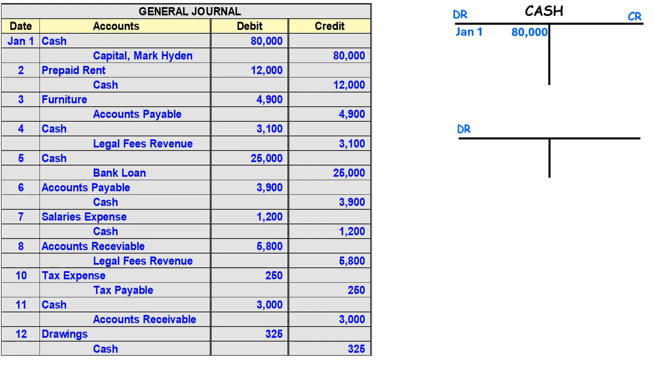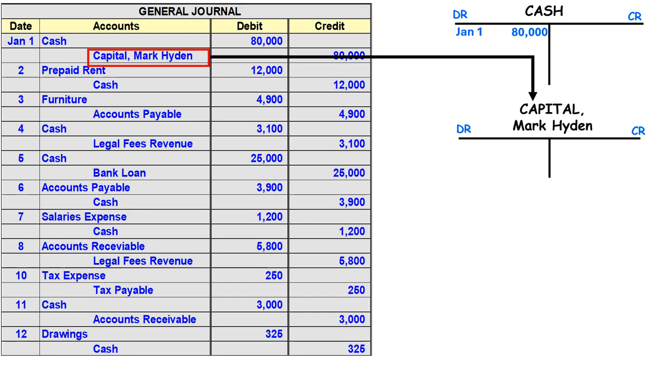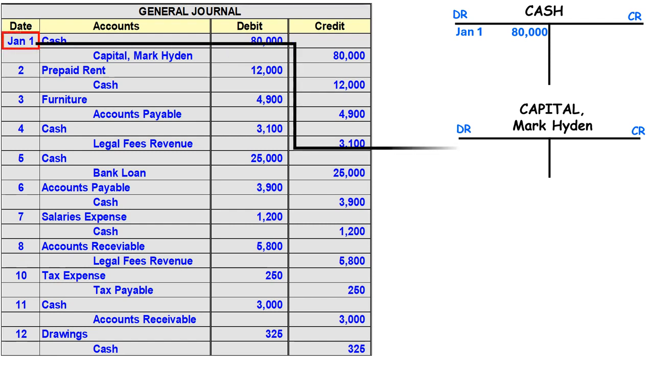Now the next line of the entry, again, I need a T account, and I will copy the word capital and make it the title of my T account. And then I'm going to copy the date. Now the date, since I'm copying the credit line of the journal entry onto the T account, I will put that on the credit side. And finally, let's copy the amount.